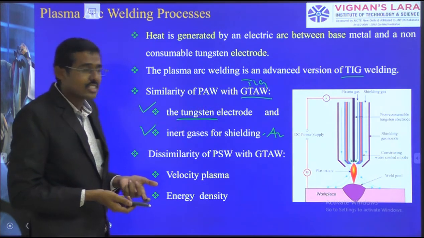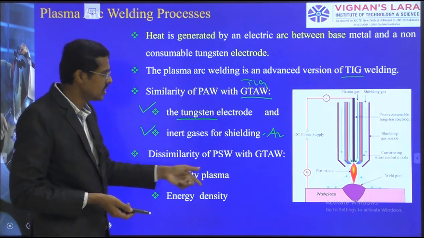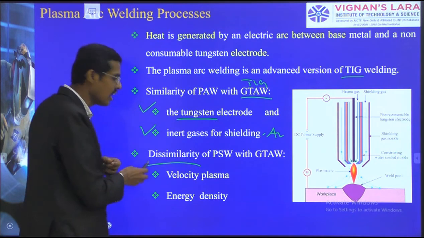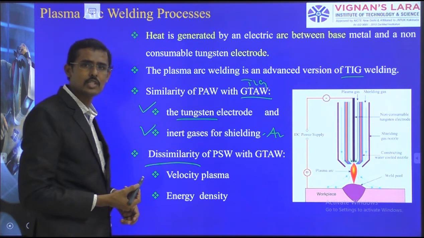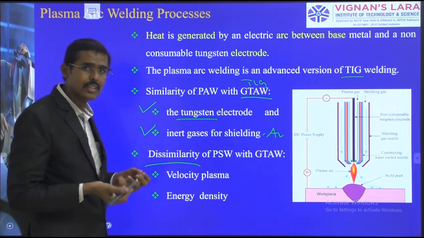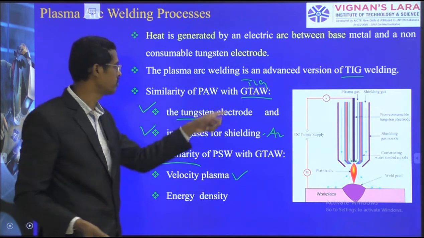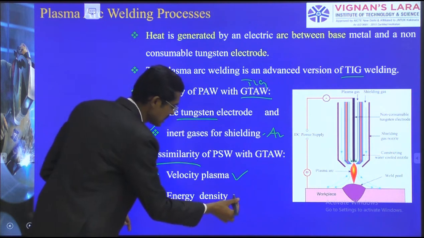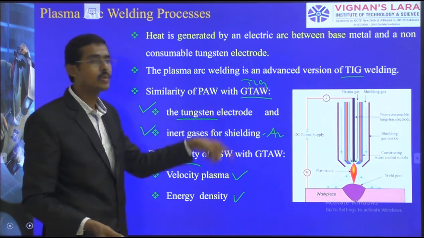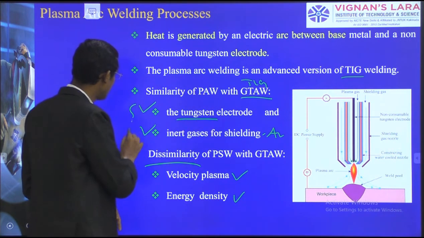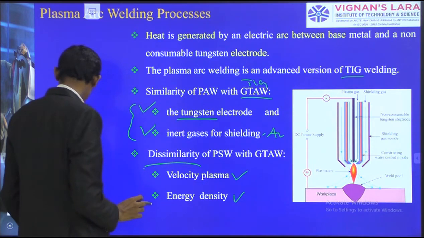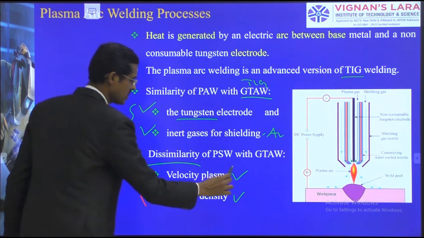What are the differences between TIG and this one? The differences are the velocity of plasma. We are generating more plasma than in TIG, as I told you. The velocity of plasma is different from TIG, and the energy density is different from the TIG welding process. These are the similarities, and these are the differences.